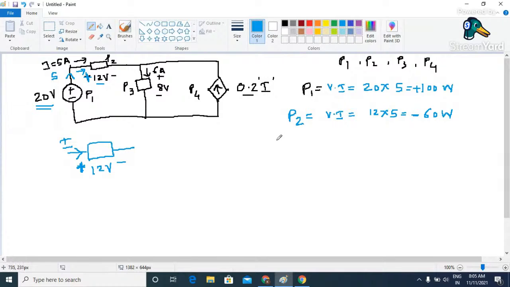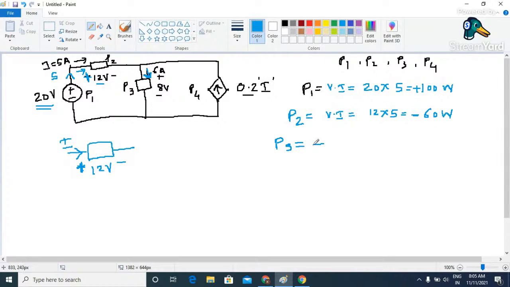Now let us try to find the value of power across element 3 or P3. So see, across element 3 we have a voltage of polarity plus minus 8 volt, and the current is entering through positive terminal. Now because current is entering through positive terminal, it is going to be a passive, and in passive power is nothing but negative.